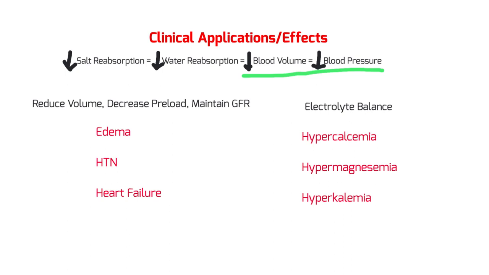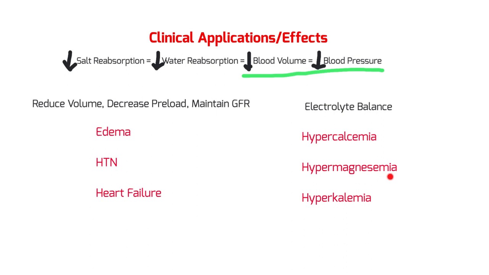We can also use loop diuretics to treat electrolyte imbalances, specifically hypercalcemia, hypermagnesemia, and hyperkalemia. So if you recall, we're going to have less chloride reabsorption. So there's going to be more chloride in the lumen. And since chloride is negatively charged, there's going to be less of a positive charge in the lumen. And therefore, calcium and magnesium are no longer repelled to squeeze through the cells of the thick ascending limb, and they're no longer going to be reabsorbed.